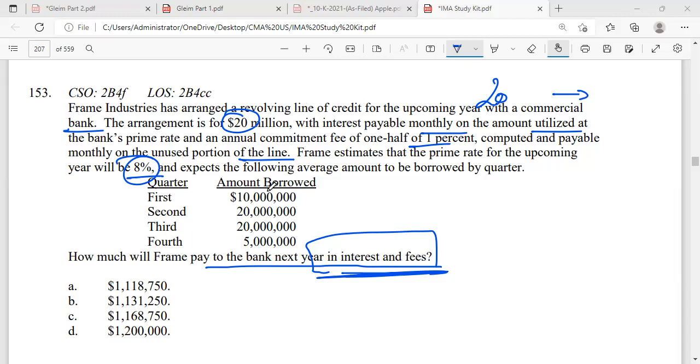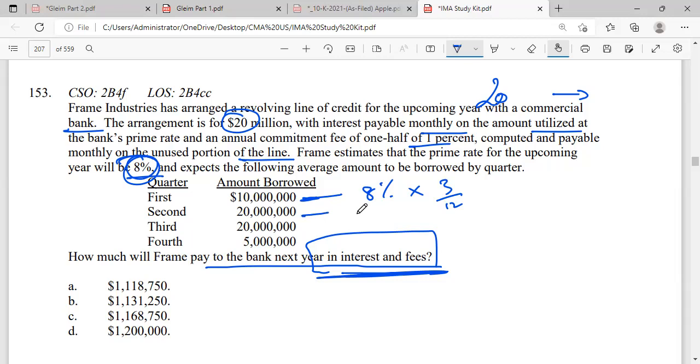What can be the interest? 8% it is. If you see, this is the amount borrowed for 1 quarter. You're going to pay it in 1 quarter only. So it would be 10 million into 8% into 3/12.